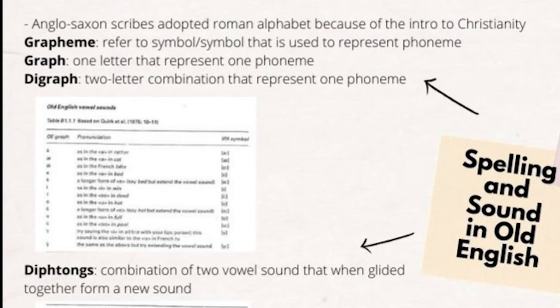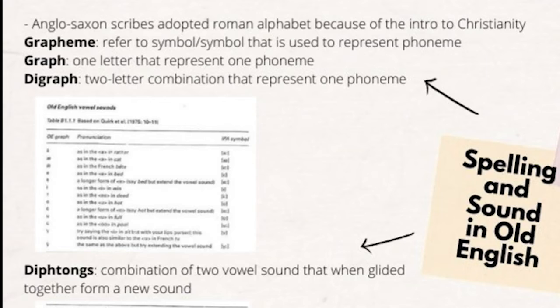I'll be explaining about spelling and sound in Old English. Anglo-Saxon scribes adopted the Roman alphabet because that was the time Christianity came to them. There is grapheme, which refers to a symbol that is used to represent a phoneme. There is graph, which is one letter that represents one phoneme, and then there is digraph, a two-letter combination that represents one phoneme.